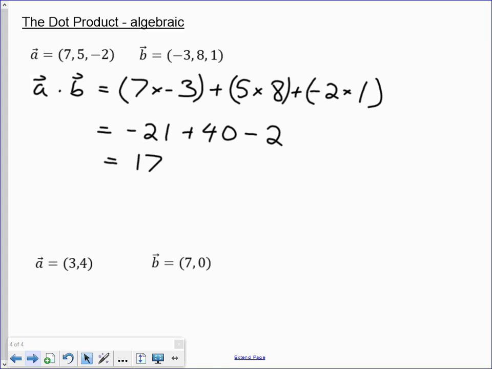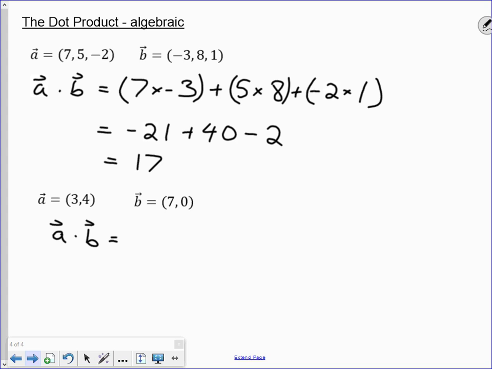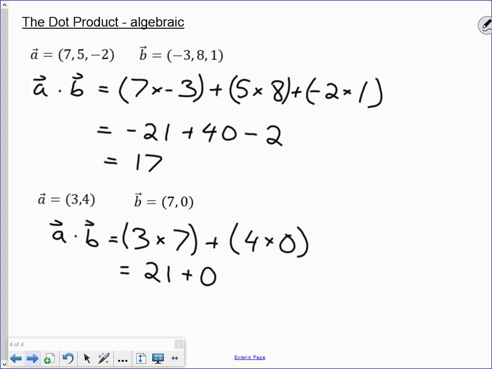So let's return to those two vectors that we had on the previous slide. A is vector 3, 4, B is vector 7, 0. I can do the dot product the exact same way. A dot B is going to be my x's multiplied together, so 3 times 7, plus my y's multiplied together, so 4 times 0. 3 times 7 is 21, 4 times 0 is 0. I get the dot product of A and B is 21, just like I had on the previous slide when I did it using the geometric vectors. And that is the dot product.